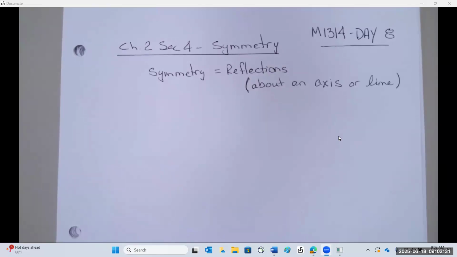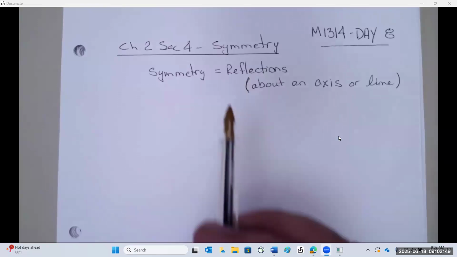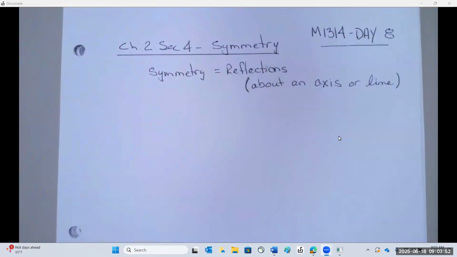Okay, in this section, section 2.4. Notice we skipped section 2.3. Section 2.3 deals with compound functions, which we're going to do at the beginning of chapter 5. So that's why this chapter only has sections 1, 2, 4, and 5, and we're done. So section 4 deals with symmetry. We've actually talked about this earlier, on Monday.